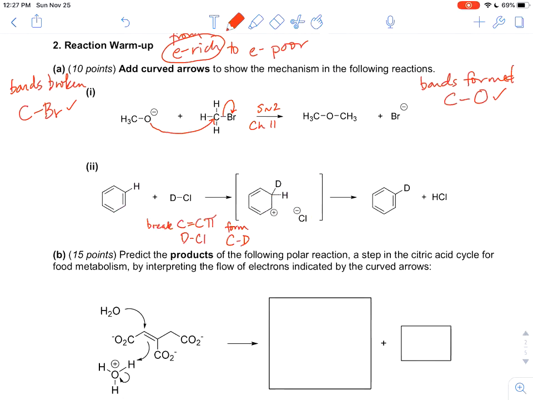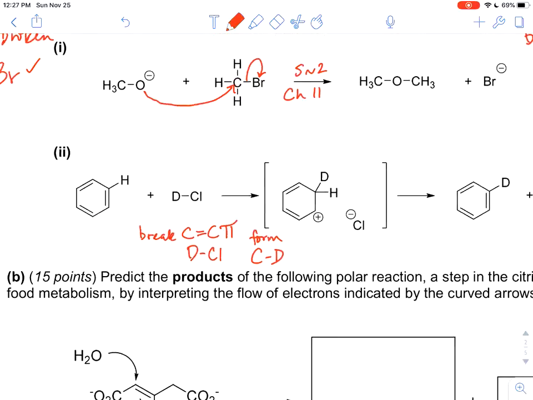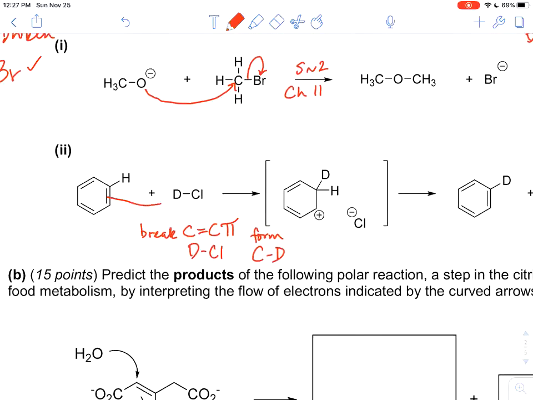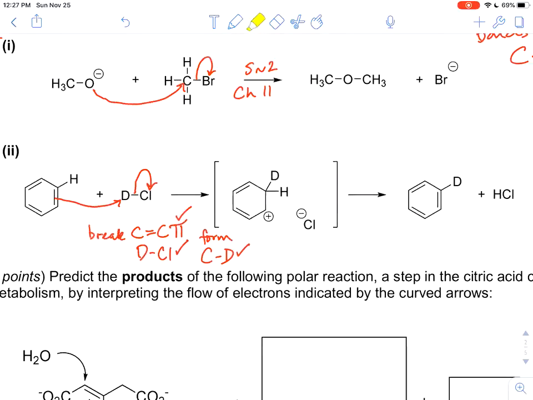So let's do these one at a time. Rather than moving on to the next step, we're going to start at the pi bond that we're going to break. We're going to start right at the middle of it, and we're going to end at the deuterium. And that means we're going to be making a new carbon-deuterium bond while in the process of breaking the carbon-carbon pi bond. Next, we're going to be starting at the middle of the DCl bond and ending at the chlorine. Check.